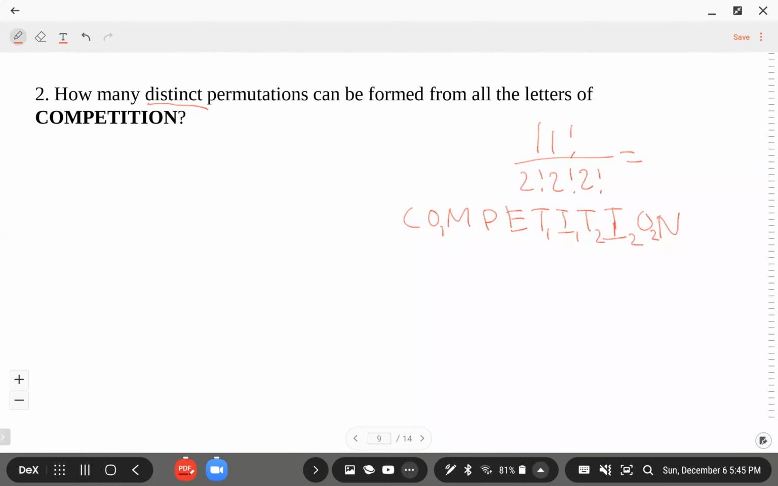These problems will actually come up a lot. So let me solve. It's basically 11 factorial over 2 times 2 times 2, which is 8. And let's see.